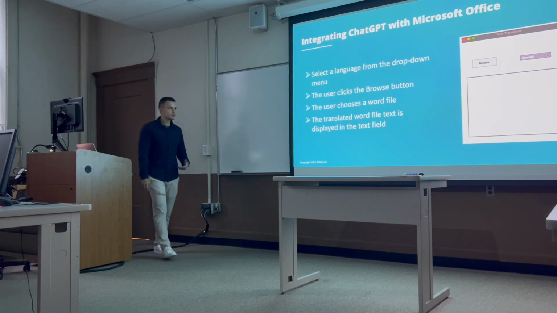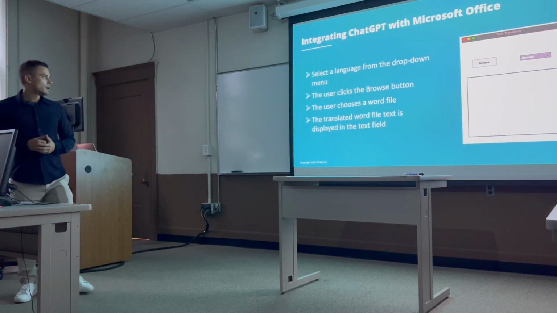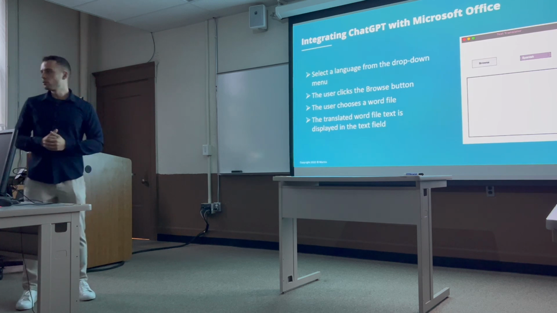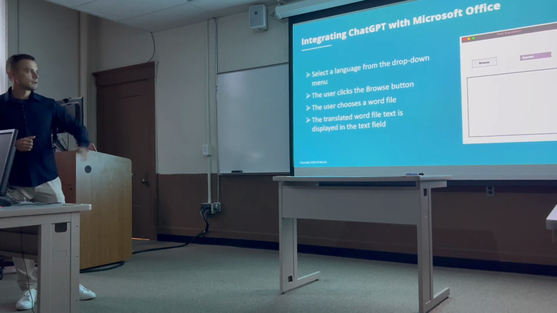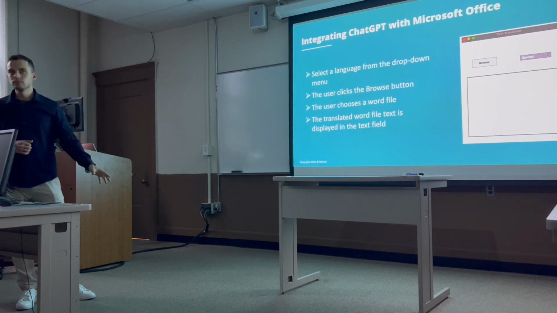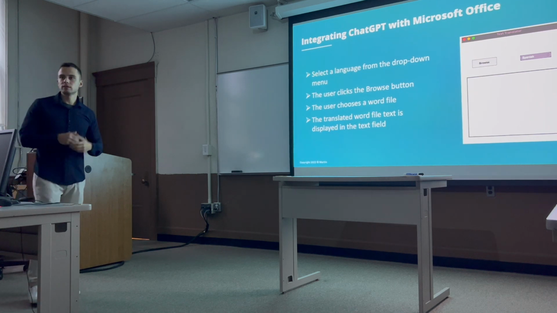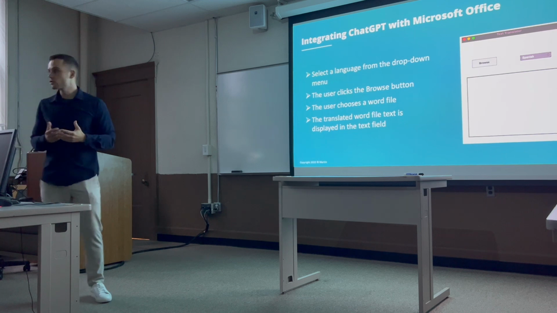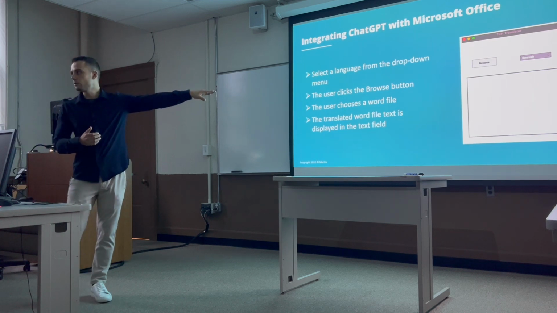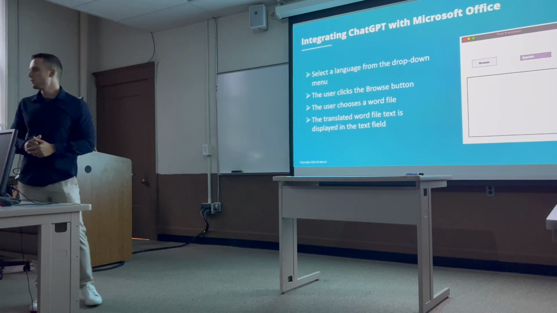Okay, and just so you can understand what we're building before we start building it, this is what the application is going to look like. Pretty simple. You're going to have over there a drop-down menu with the languages. You're going to have a browse button. When you click the button, you select a Word file, and you're going to get the translation in this field below in the language that you selected from the drop-down menu. Okay?